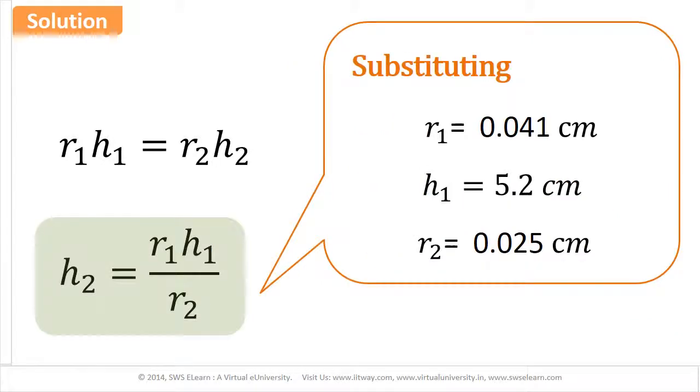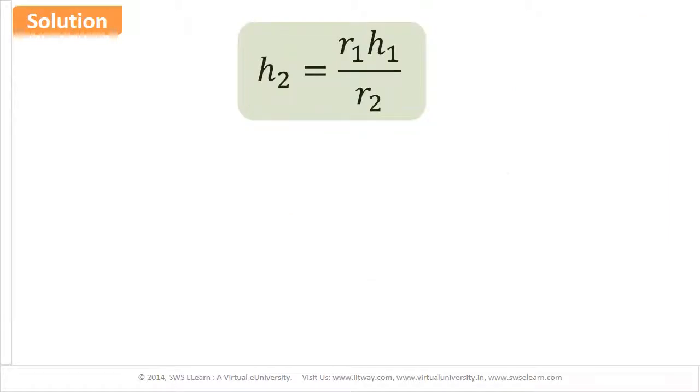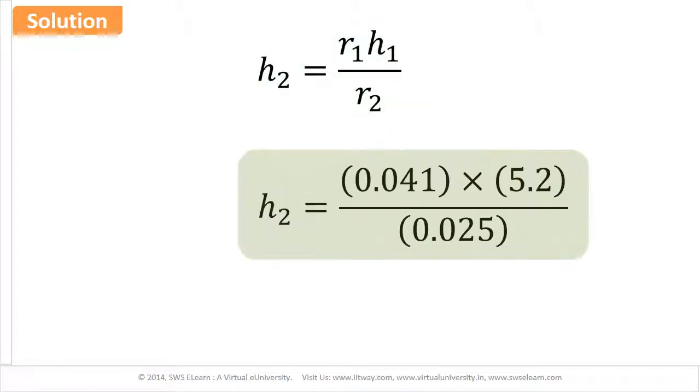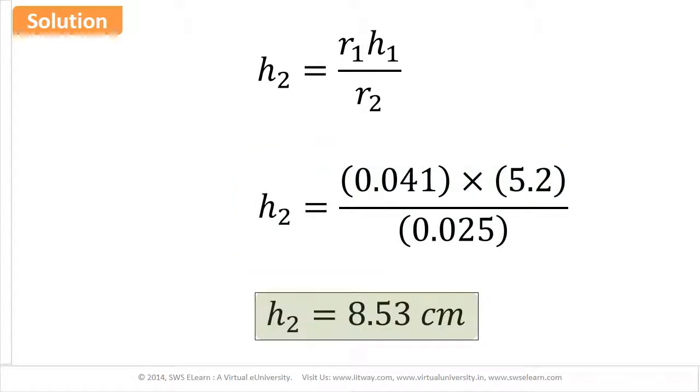Substituting these values in this equation, we get H2 equal to R1 H1 the whole divided by R2 equal to 0.041 into 5.2 upon 0.025. Simplification of the equation gives H2 equal to 8.53 centimeter. That is the required solution.